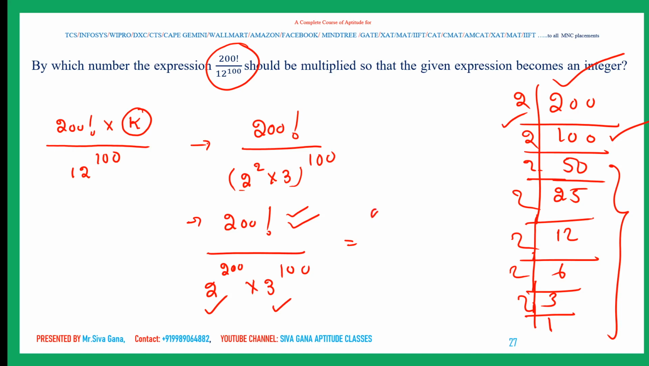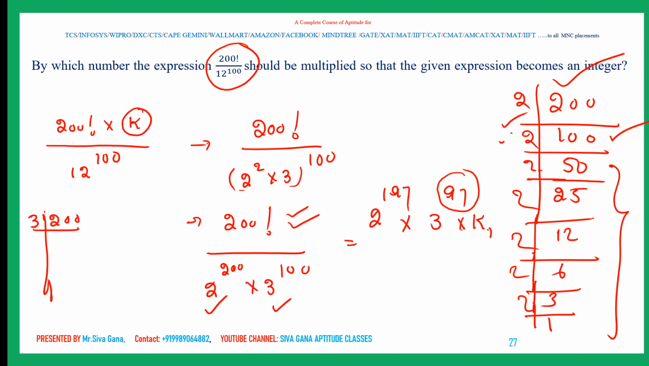Now in 200 factorial, the maximum power of 2 is 197 and the maximum power of 3 is how much? The maximum power of 3 in 200 factorial is 97, which is nothing but 3 power 97, and some constant will be there, because 200 factorial is not only 2 power 197 into 3 power 97, the rest of the numbers are there. That's why I'm taking some constant k1. So how did we get this 97? If viewers have a doubt, go to session 1. The process is, 200 divided continuously by 3 like this, you will get 97. That is divided by 2 power 200 into 3 power 100.